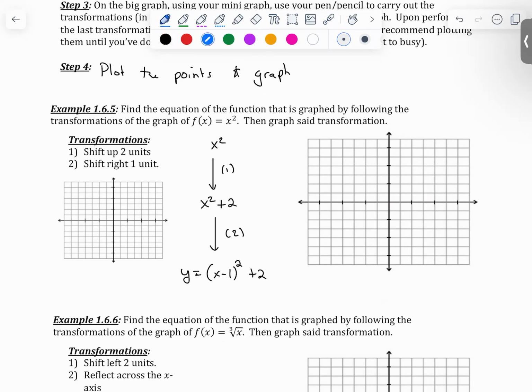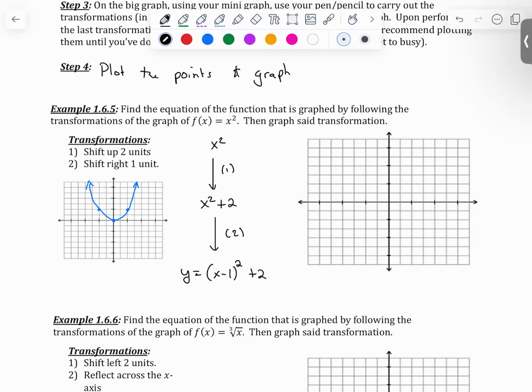Now the parent graph, x squared, has the points (0, 0), (1, 1), and (-1, 1). And it looks like that. And so this is what I mean by step 3. So let's start with the point (1, 1). First, I'm going to shift up 2 units, (1, 3). Then I'm going to shift right 1 unit to the point (2, 3).